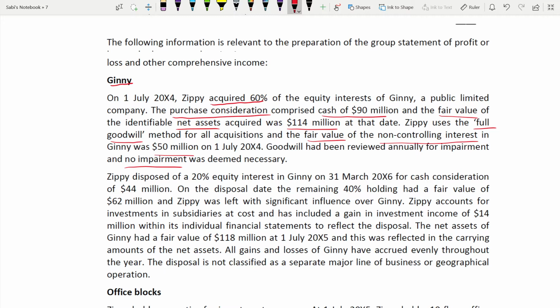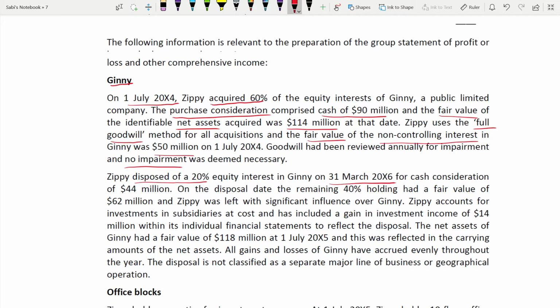Next, second paragraph, dispose 20%. So from 60 to 20, if you dispose, well, you are left with 40. That means you are becoming from subsidiary to an associate, because less than 50%. Okay, so dispose 20%. When? 31st March 2006, not in the same year. This is on 1st of July 2004. This is 31st March 2006. Not even 2 years, less than 2 years.